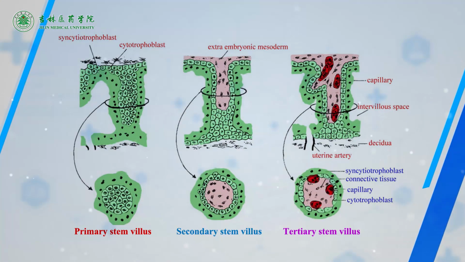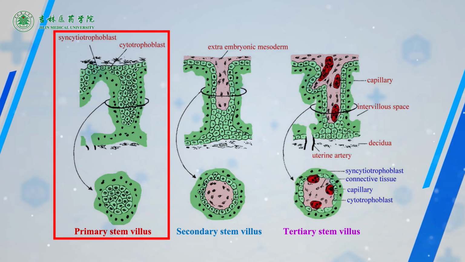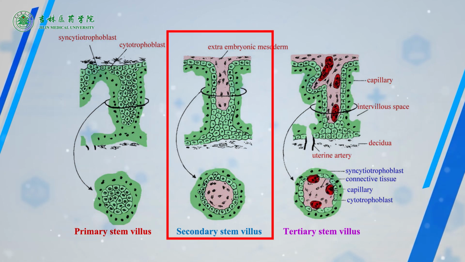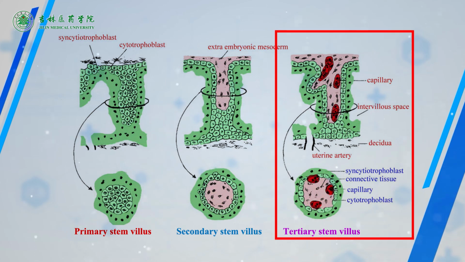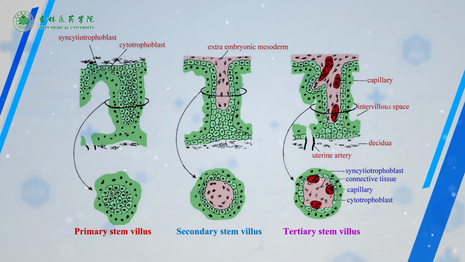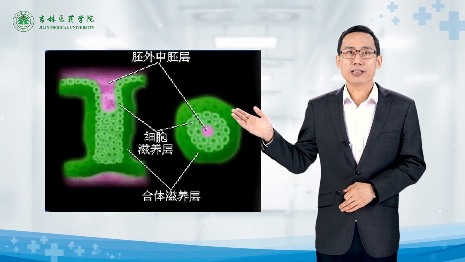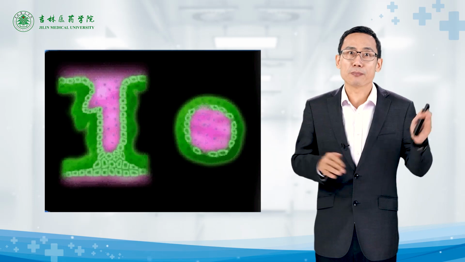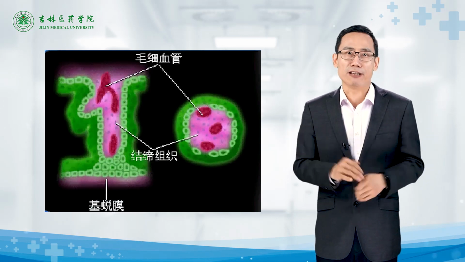In this slide, from left to right, you can see the primary stem villus, secondary stem villus, and tertiary stem villus. The trophoblast lacunae evolved into villus spaces between the stem villi, which were filled with maternal blood from the spiral uterine artery, and the villi were bathed in it. The embryo draws nutrients from the maternal blood through the villi and excretes metabolites. This animation displays the change from the primary to secondary and tertiary stem villus.